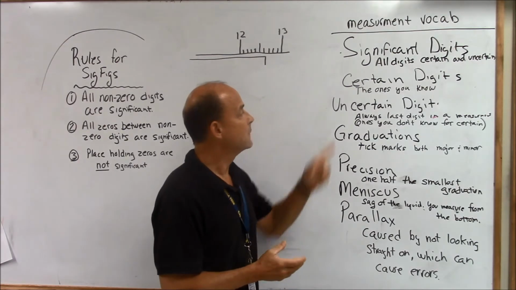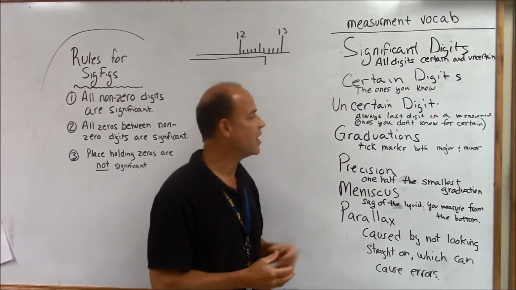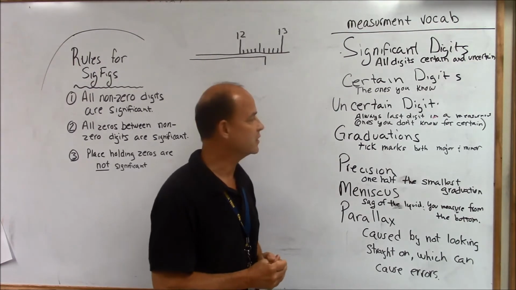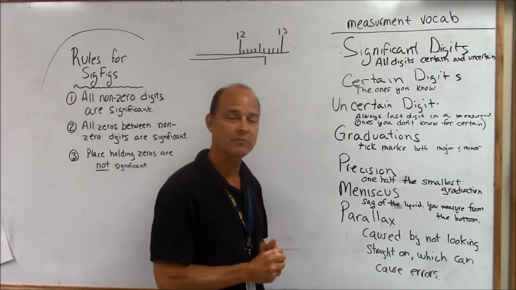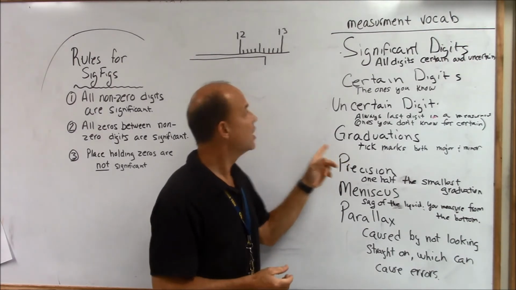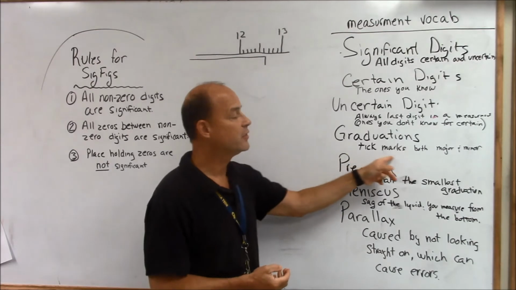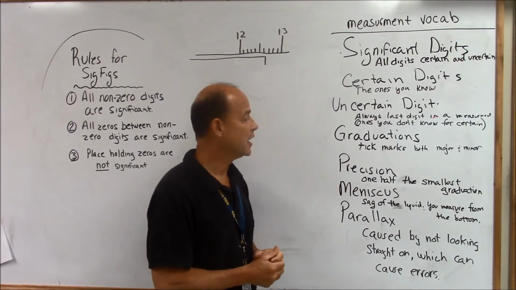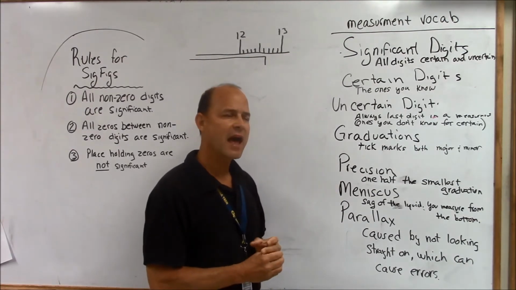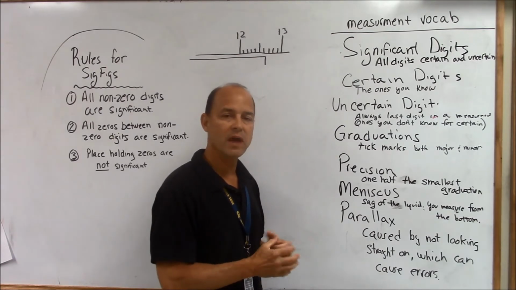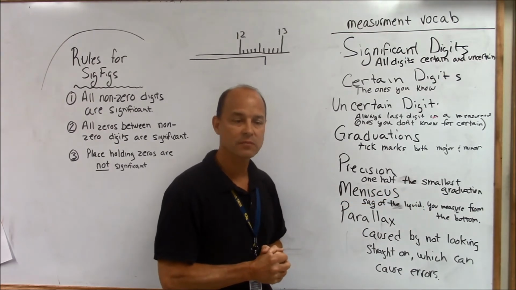Your certain digits are the ones that you know for sure, right? And your uncertain digits are the ones that you don't know for certain. Those are the ones that you had to guess at, and it's always the last digit in your measurement. The graduations, like on a ruler or on the graduated cylinder or on your triple beam balance, are the tick marks, and you'll have major and minor tick marks. Those are your graduations. And precision means how precisely your instrument can measure, and that is defined as 1/2 of the smallest graduation.